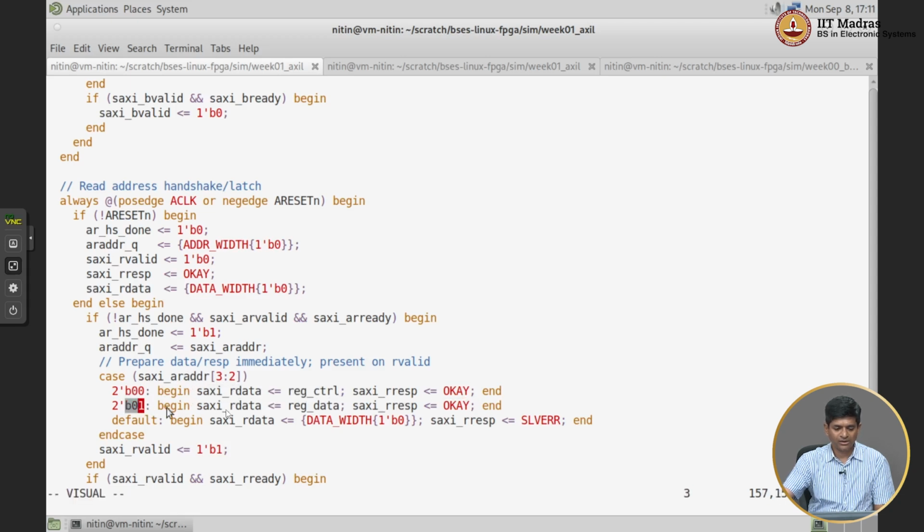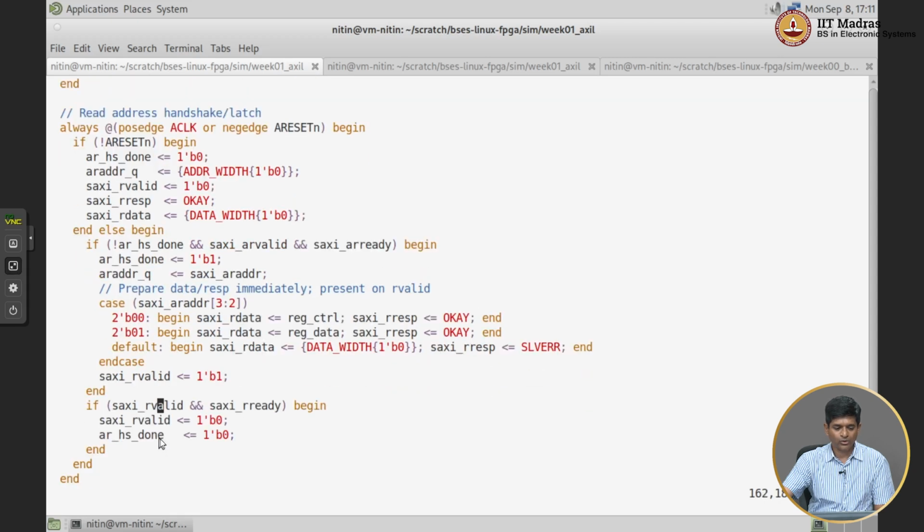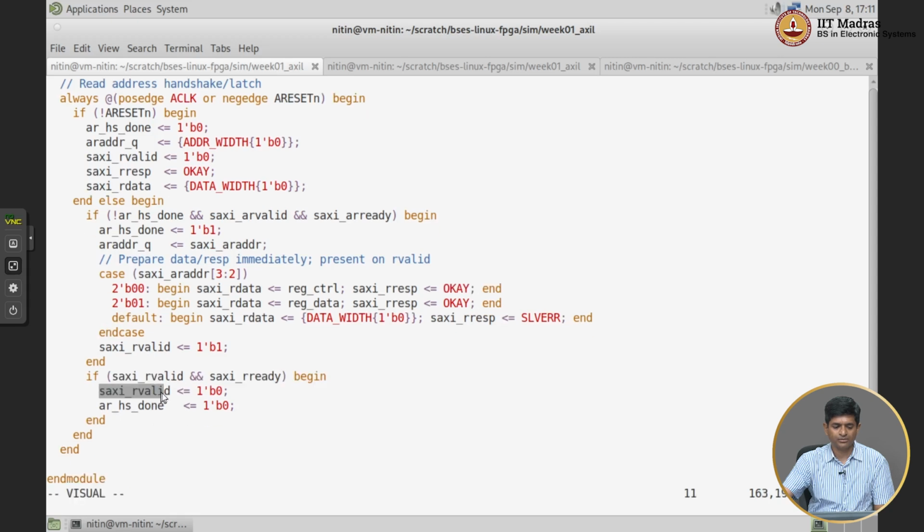If the address was 0, 1, it takes the value of reg data and puts it into R data and returns the value OK. If I try reading from another address, it sets the R data to 0 and then makes the R response SLV error, okay, and once again makes the R valid equal to 1, and if the handshake has completed over here, it makes R valid equal to 0, okay. Once again exactly going through the steps of the handshake and implementing each of those functionalities as it was.